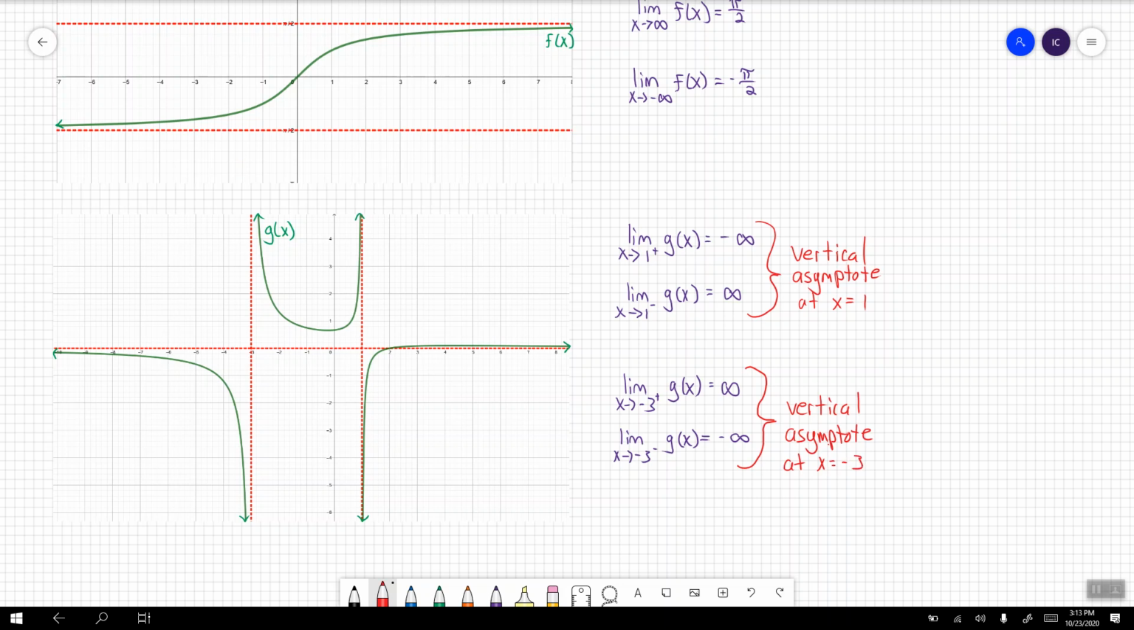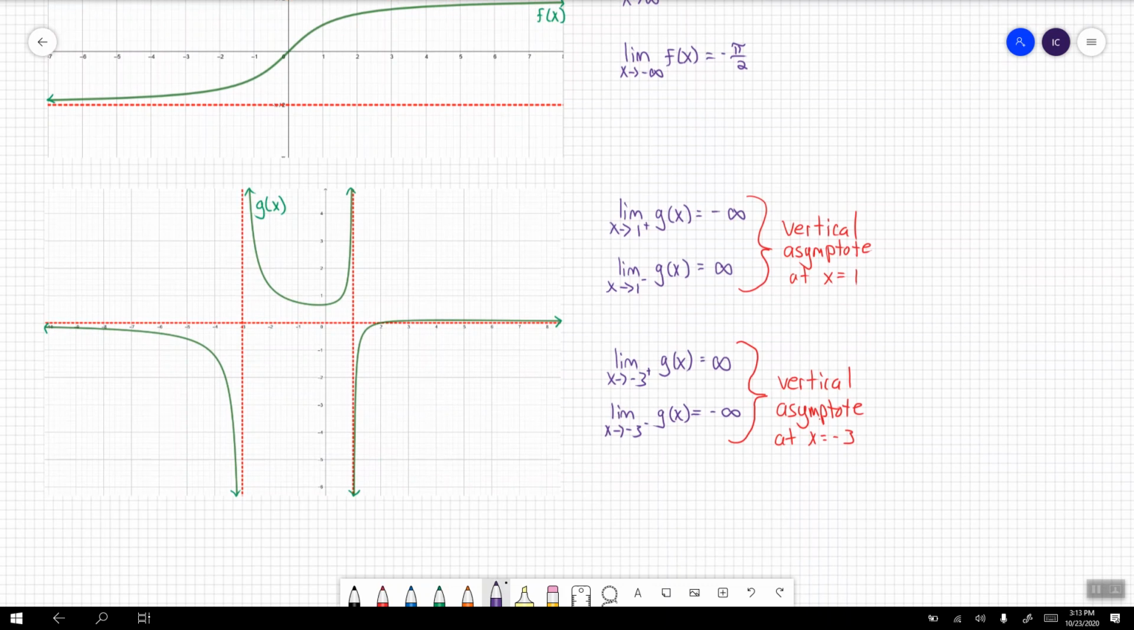Now, we did say that we have a horizontal asymptote, and we can identify it for this function g of x as x approaches infinity. As x gets larger and larger, the y values for this function are collapsing down to 0. Similarly, for the limit as x approaches negative infinity, we can see from this graph that the values are also approaching 0.